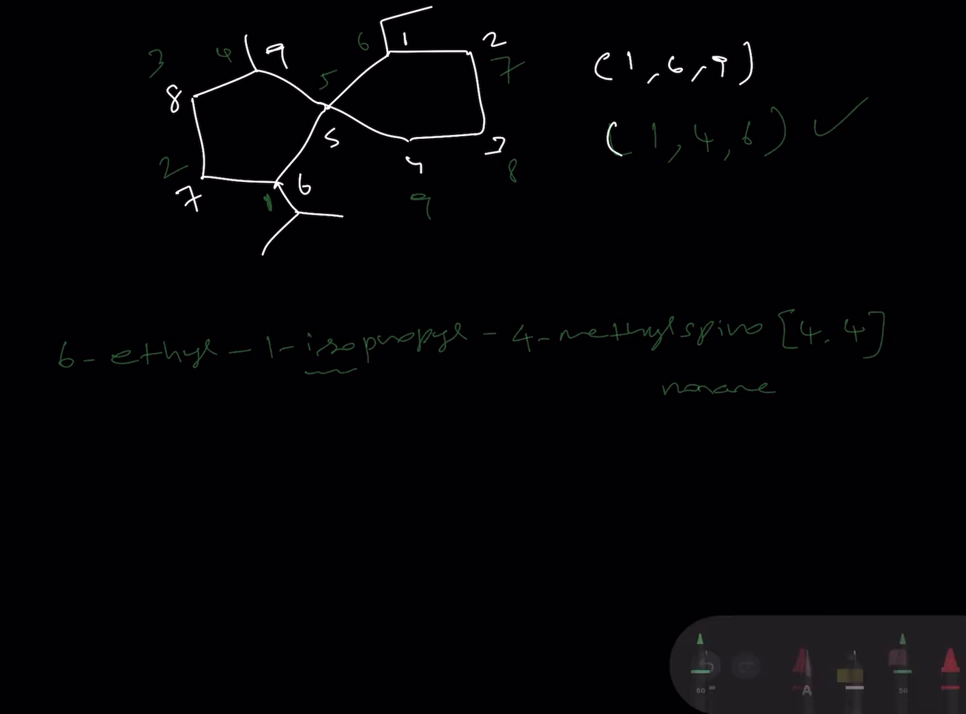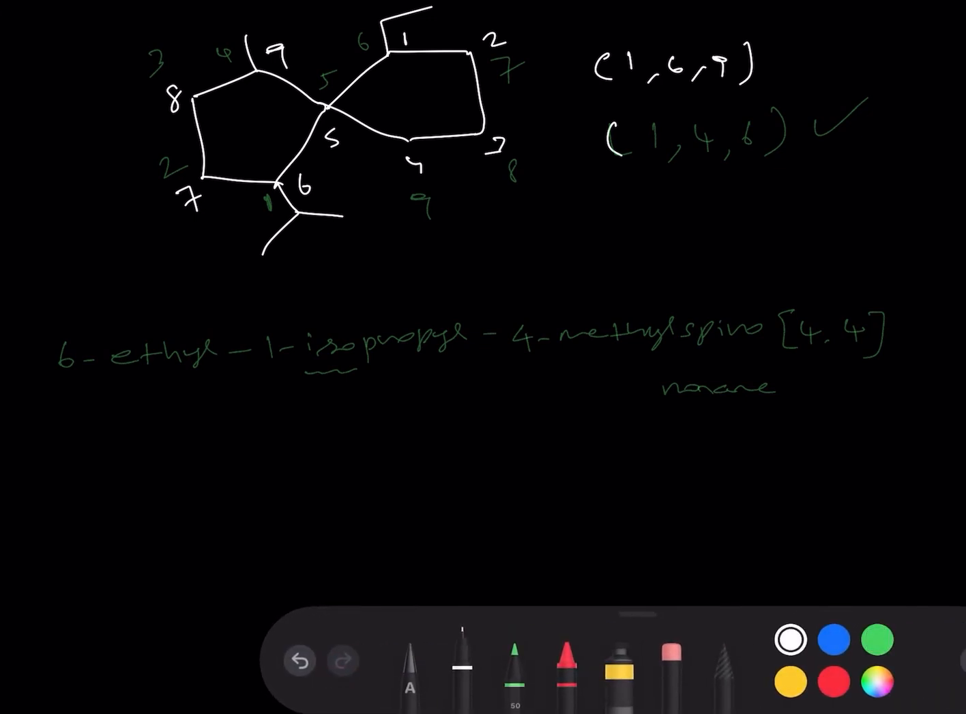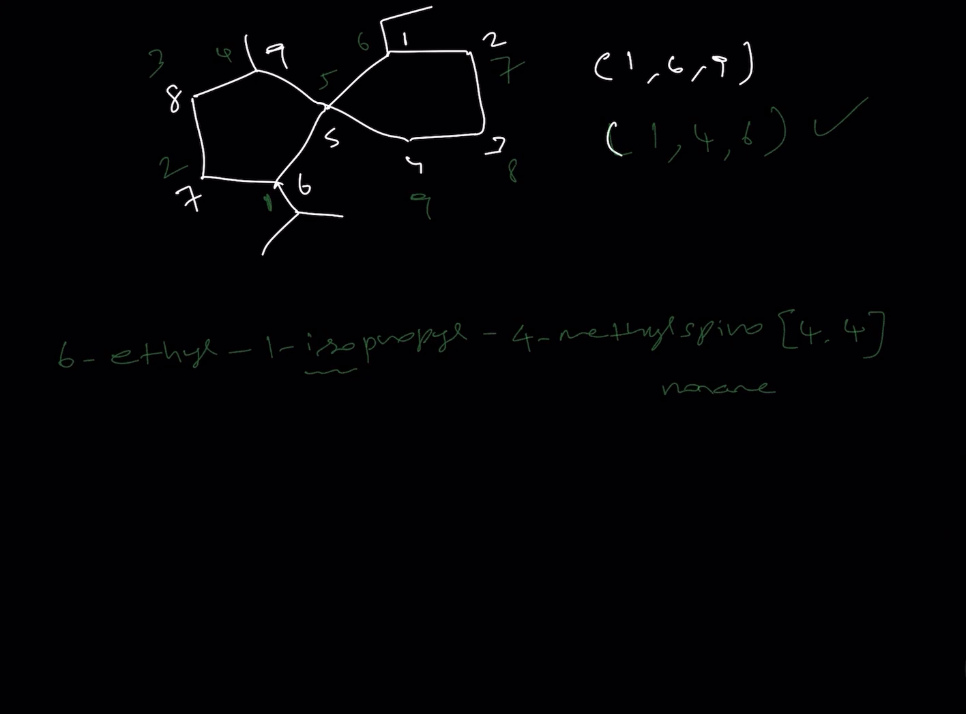I will just give you one example as homework. If you figure out the IUPAC name, just write it as a comment. So let's say you have a structure like this. Write down the IUPAC name for this in the comment.